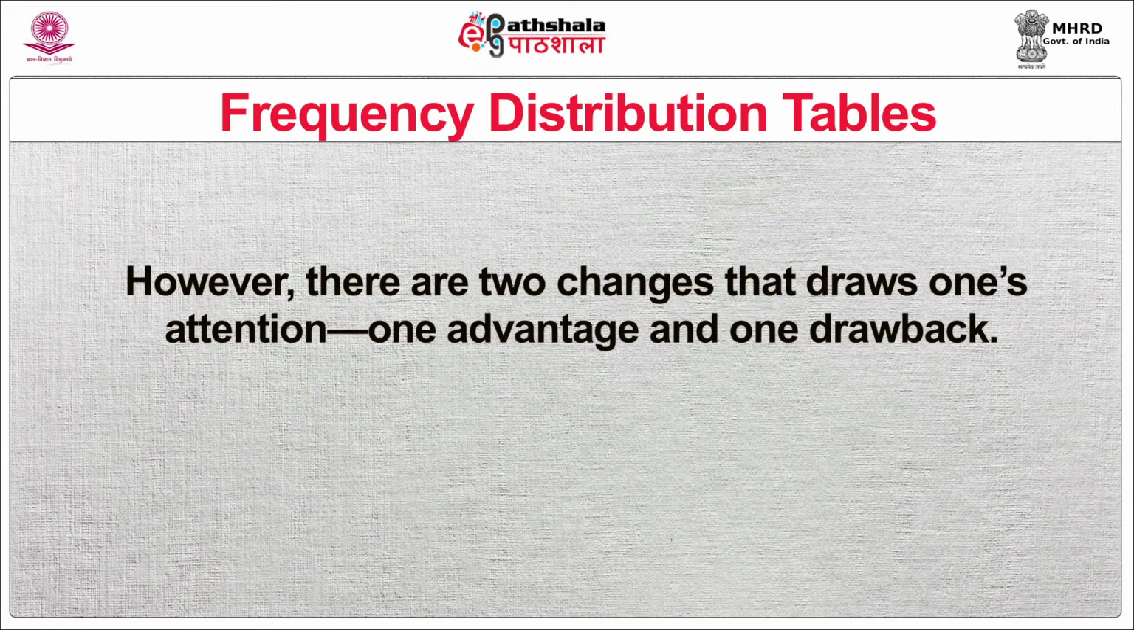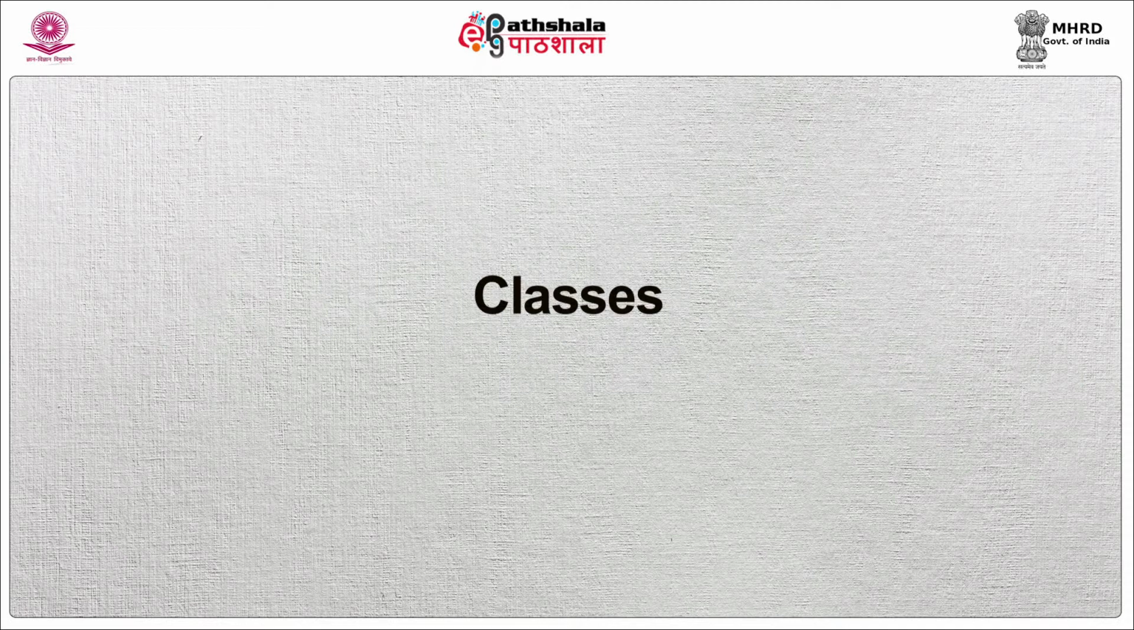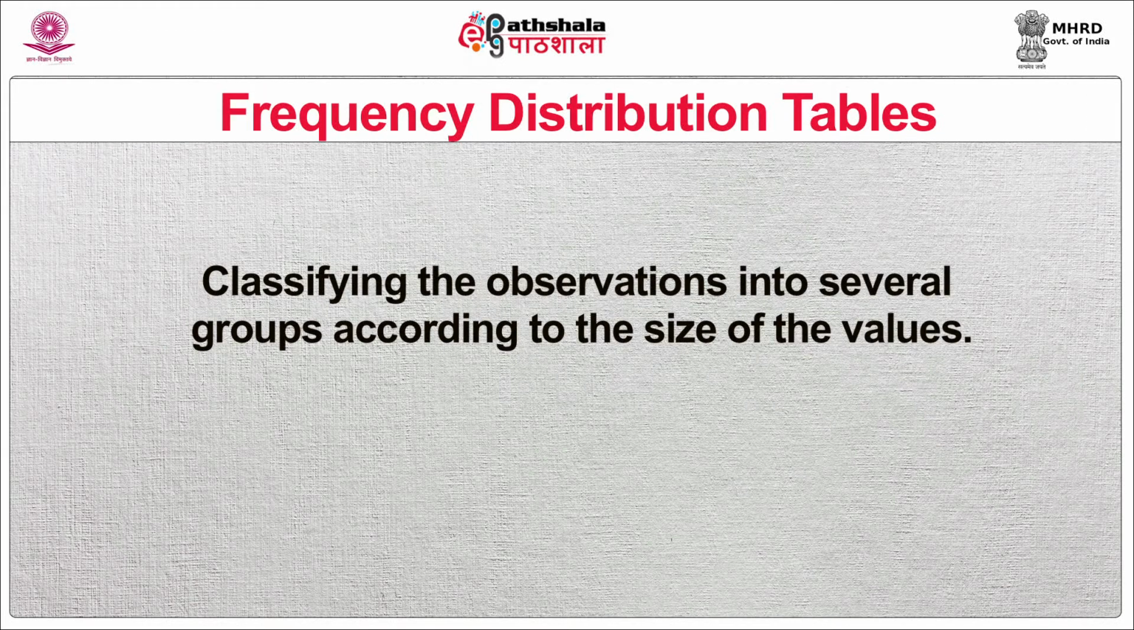However, there are two changes that draw one's attention, one advantage and one drawback. The further types of frequency distribution can be grouped, ungrouped, cumulative, relative, and relative cumulative. A frequency distribution table, also known as a frequency table, is the sum total of the following elements. The classes: classifying the observations into several groups according to the size of values is known as the class interval. For example, a class interval is shown as 10 to 20.